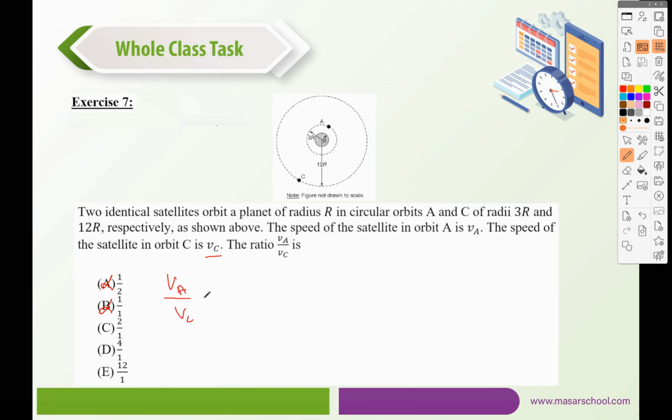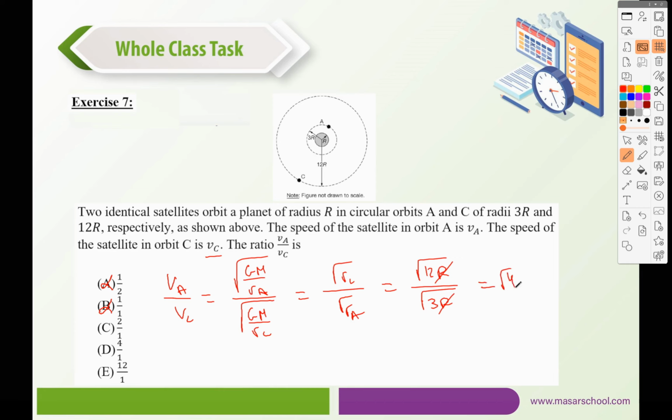VA over VC would be the square root of GM over RA divided by the square root of GM over RC, which is radical RC over radical RA. And that would be the radical of 12R divided by the radical of 3R, which is basically radical 4, and that would be 2. Then VA is double VC, making C the correct answer.